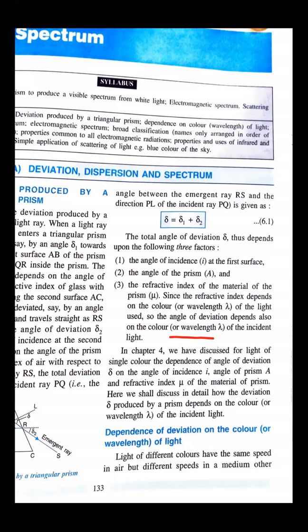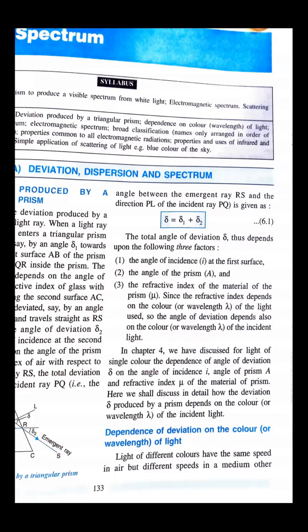is longer than red. In chapter 4, we have discussed light of a single color and the dependence of the angle of deviation delta on the angle of incidence, angle of prism, and refractive index of the material of the prism. Here we shall discuss in detail how the deviation delta produced by a prism depends on the color or wavelength of the incident light.